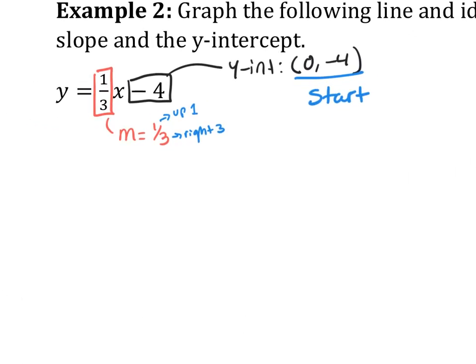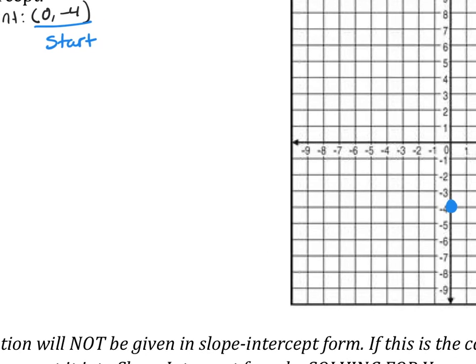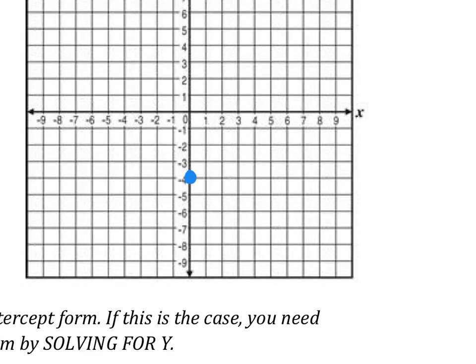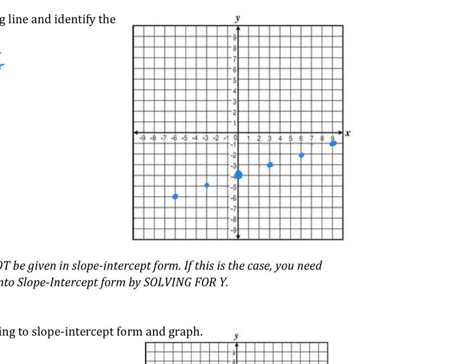So our slope says we're going to go up 1 and to the right 3. Up 1, over 3. Up 1, over 3. You could also do the opposite, down 1 and left 3, if you need to get points going in the other direction. And once you have at least 3 or 4 points, then we can connect those dots with a beautifully straight line, and that is our graph.